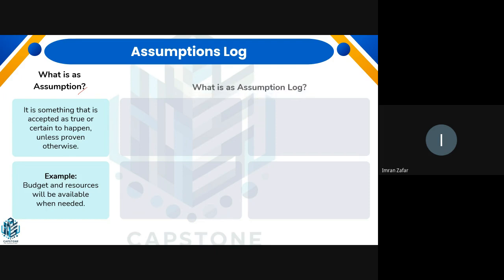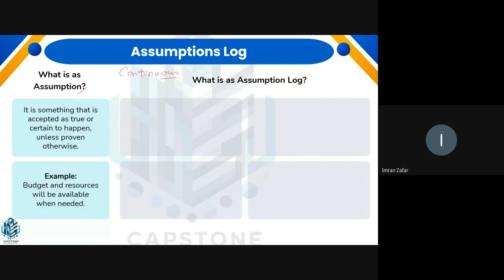So it is always better to document, or what PMI suggests, that you should document all the assumptions in your assumption log before the start of your project and during the course of your project. This is not a one-time activity; it's a continuous activity. Like we talked about progressive elaboration.